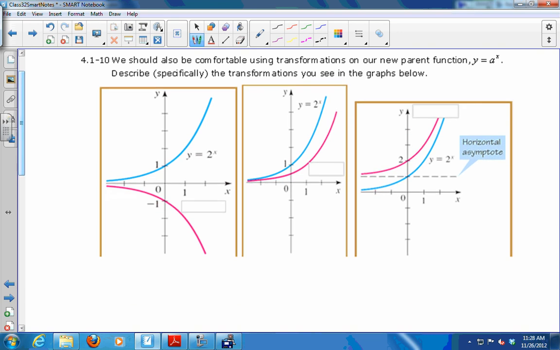Okay, so the last thing is that now that we have a new kind of function in our family of parent functions, we can do transformations on it. So what transformation has occurred here? If this blue line is y equals 2 to the x, what transformation has happened? Reflection over the x-axis. Okay, so how do you adjust the formula to cause a reflection over the x-axis? Make the whole thing negative. Y equals negative 2 to the x. You just throw a negative on the outside of the function, because that will take all your y values and make them negative.